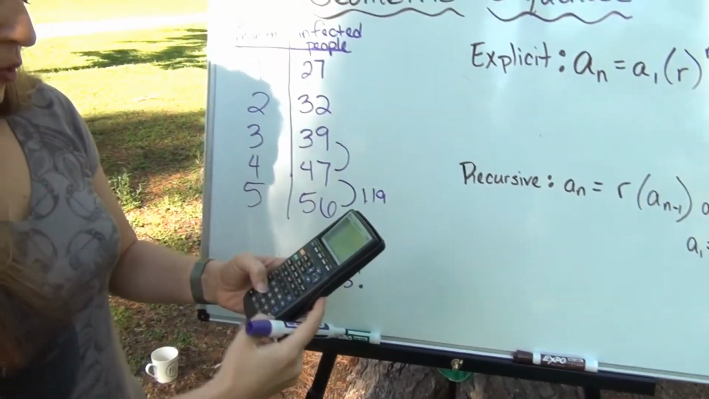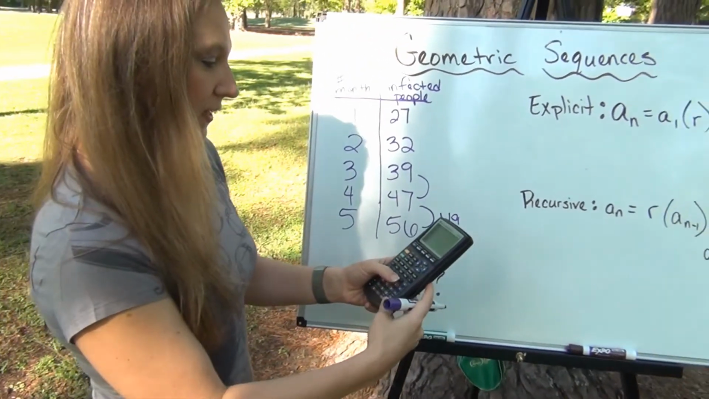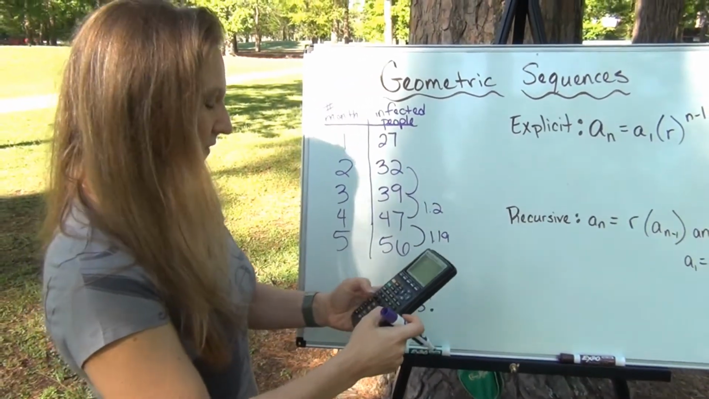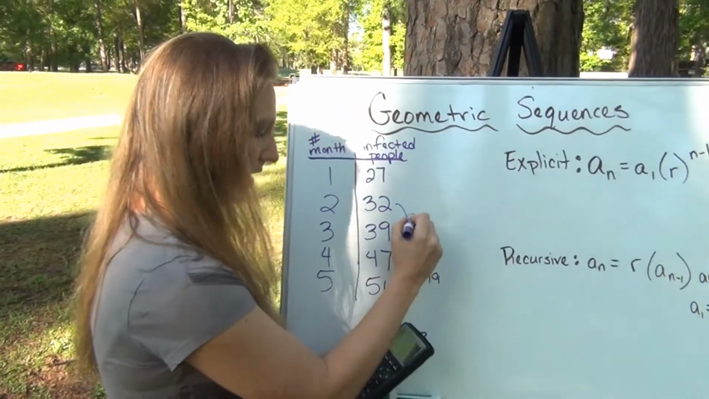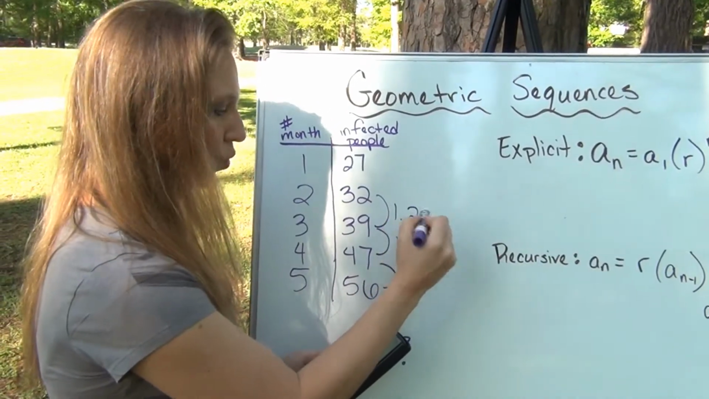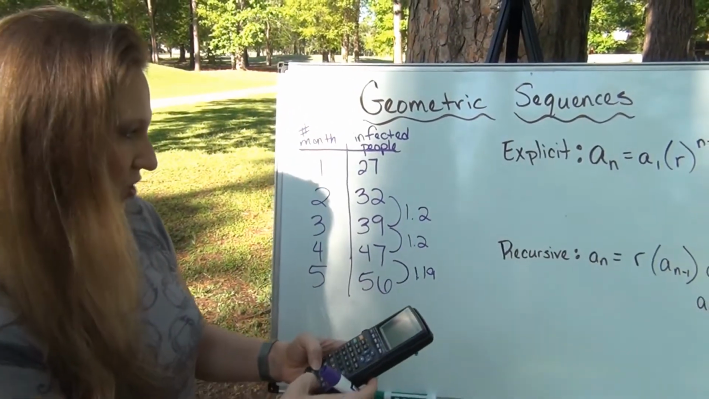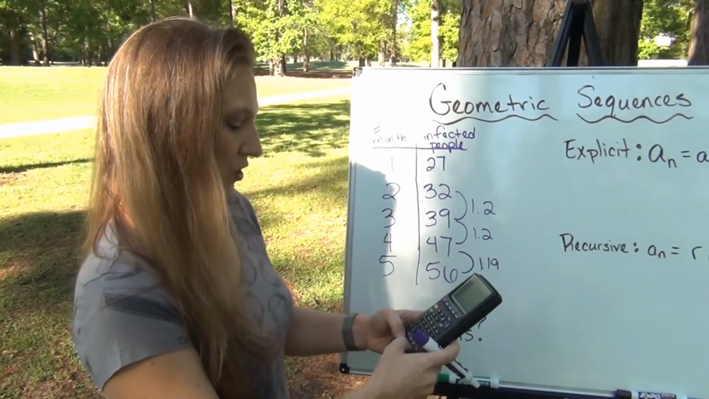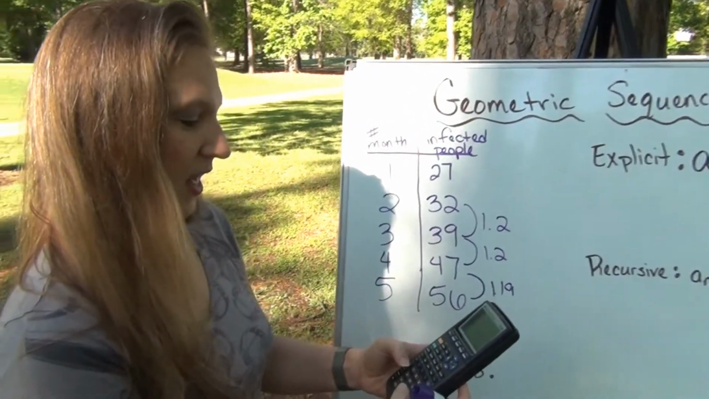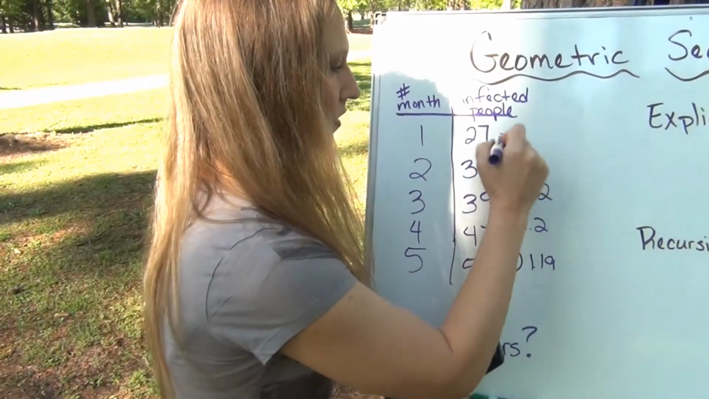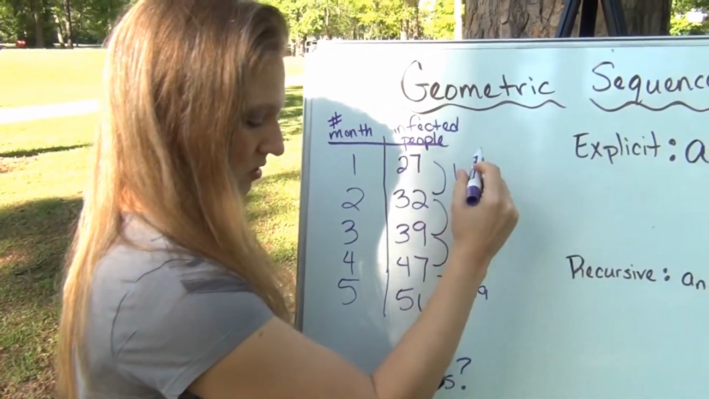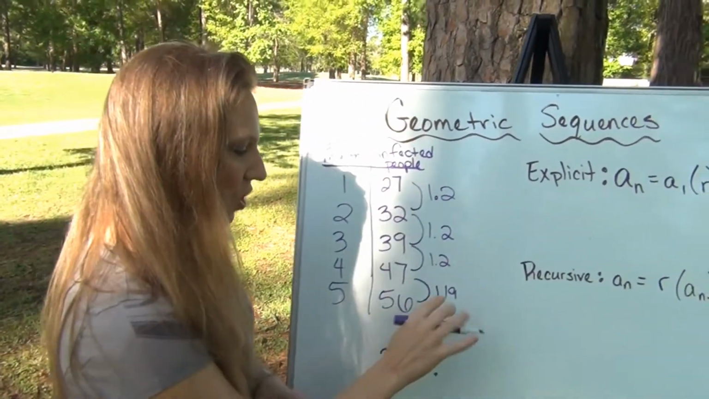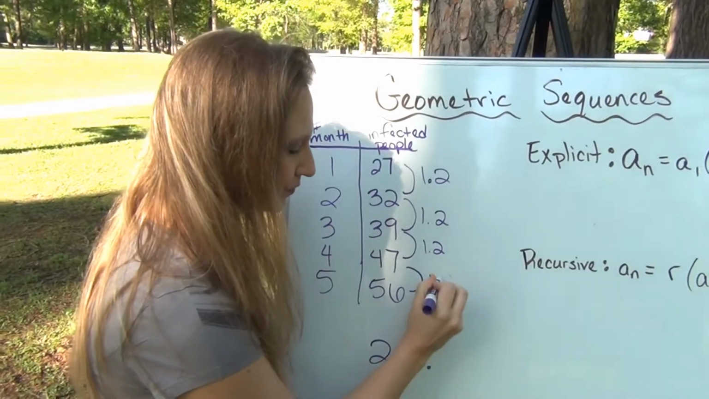All right, 47 divided by 39, I get 1.2. 39 divided by 32, I get 1.21. 32 divided by 27, I get 1.18. I'm rounding to 1.2. So I could even round this to 1.2.